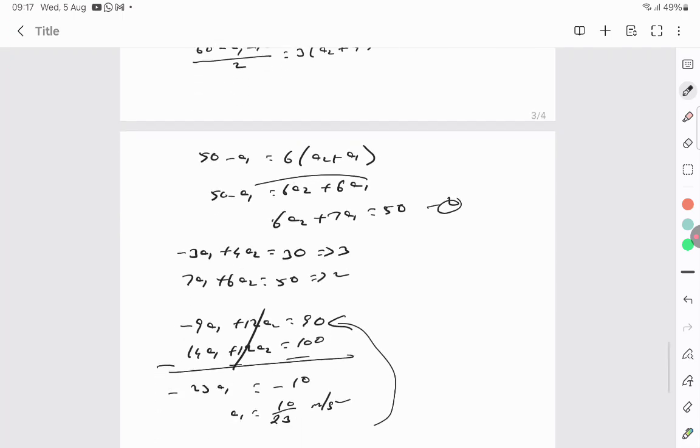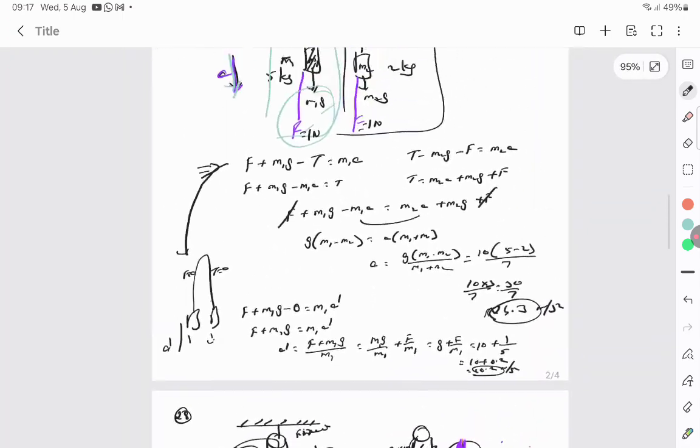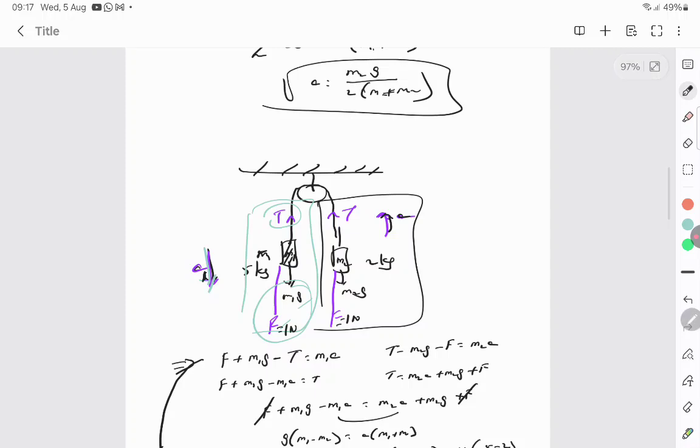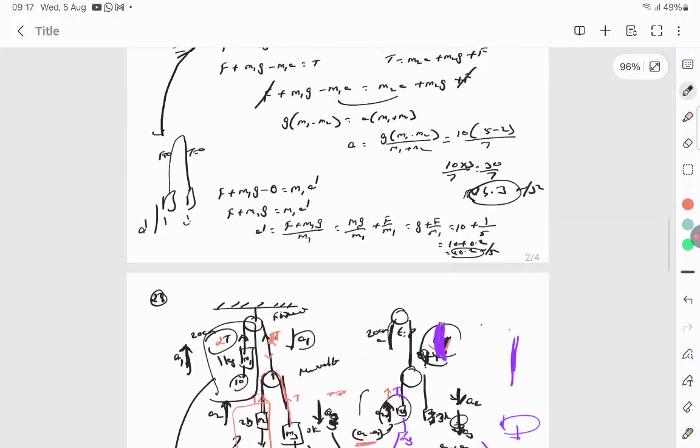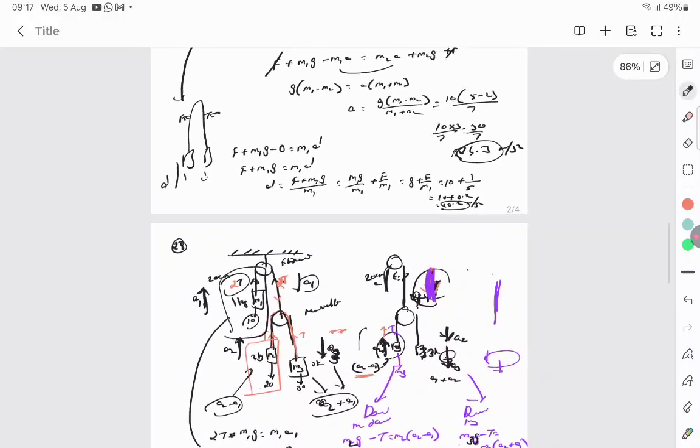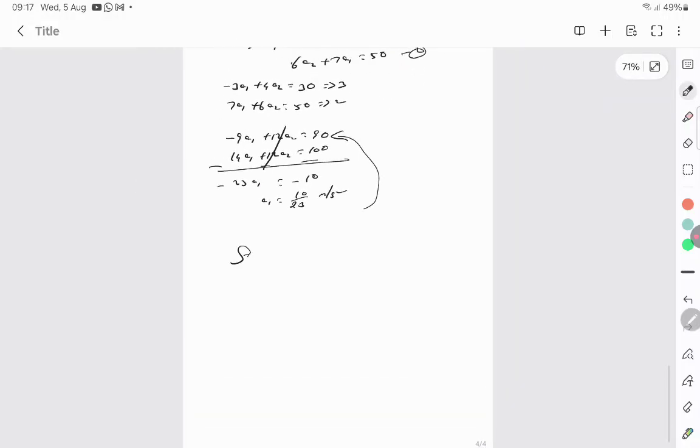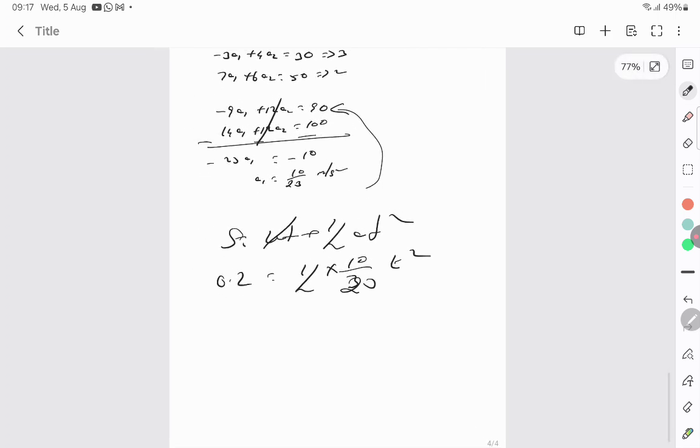So basically you found A1, and this pulley has to strike, with s equal to ut plus half at square. Correct? You assume initial velocity u is 0, half into the acceleration, which is this value of A1, 10 by 23, into time square is distance. They have given the distance to be 0.2. Just cross multiplying this, you can find the value of t, which will turn out to be 0.25 seconds.